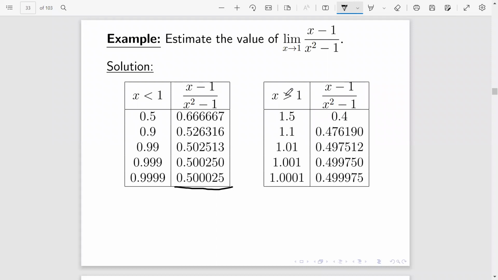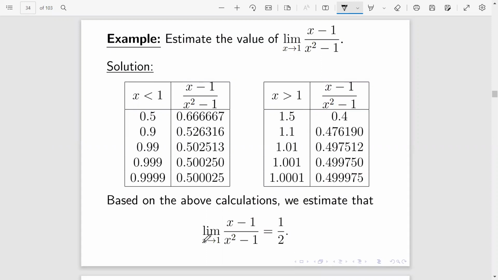And again, if you look at the values of x that are greater than 1, if you start at 1.5 and keep on decreasing, approaching 1, the gradient keeps on increasing, and as you can see, it's also approaching 0.5. So because of this, we can conclude that the limit as x approaches 1 of (x minus 1) over (x squared minus 1) is equal to half, based on these calculations.